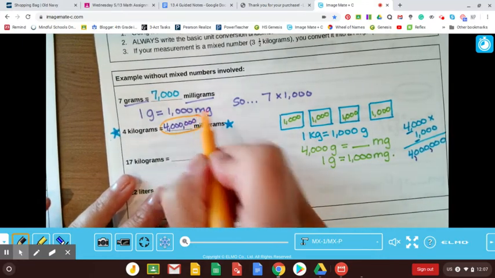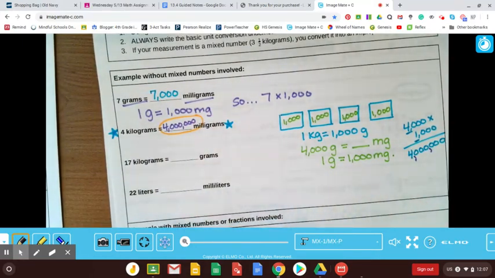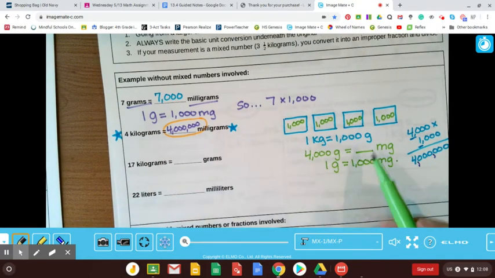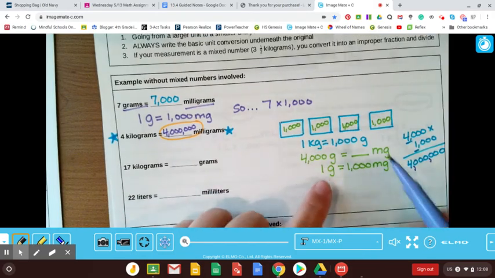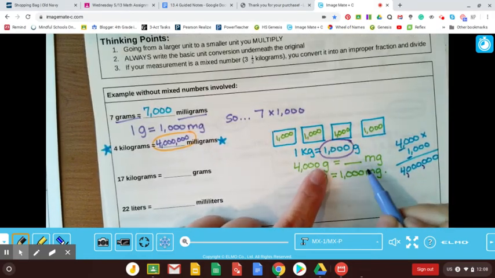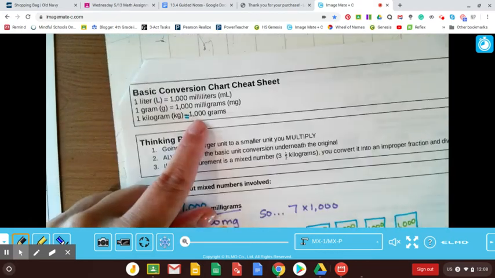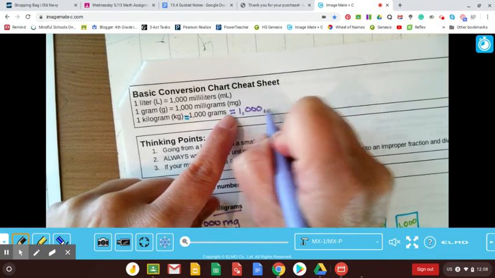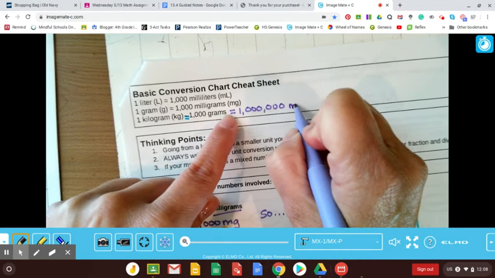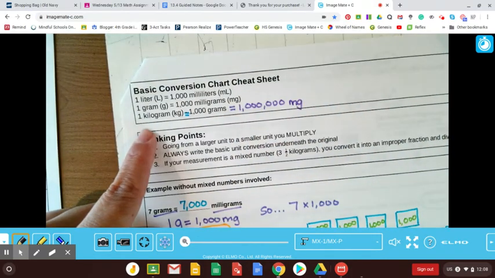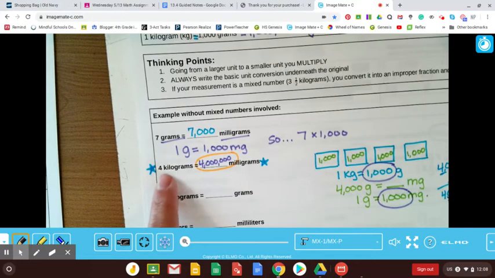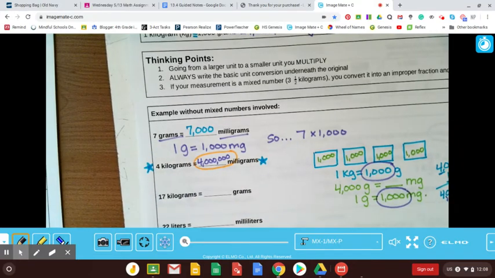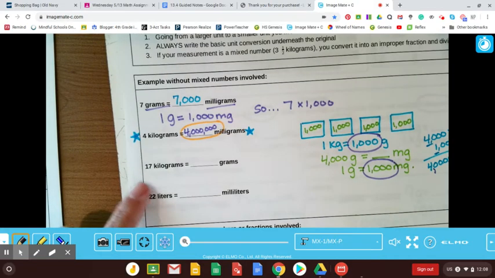4 million, that's a pretty big number, right? So I used 2 different steps for that. And really, we could have done it in one single step. If we just had taken 1,000 times 1,000, right, we would have learned that in 1 kilogram, 1,000 times 1,000 would be 1 million. So there's 1 million milligrams in 1 kilogram. 1 million, that's a lot. Therefore, 4 kilograms would equal 4 million. All right, the rest are going to be a little bit easier than that one.